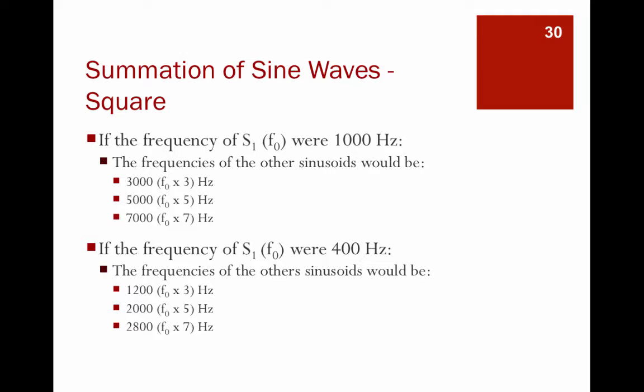Here's an example if a fundamental frequency were 1,000 Hertz. So 1,000 times 3, 1,000 times 5, 1,000 times 7. All of the sine waves that get added to create the square wave are odd integer multiples of the fundamental. There's another example with a fundamental at 400 Hertz. So this is different from a sawtooth wave, because now we're just multiplying by odd integer multiples.